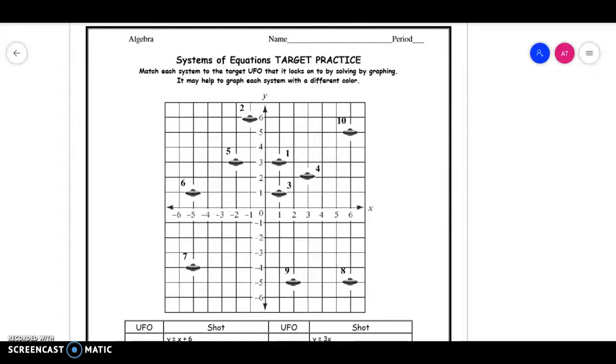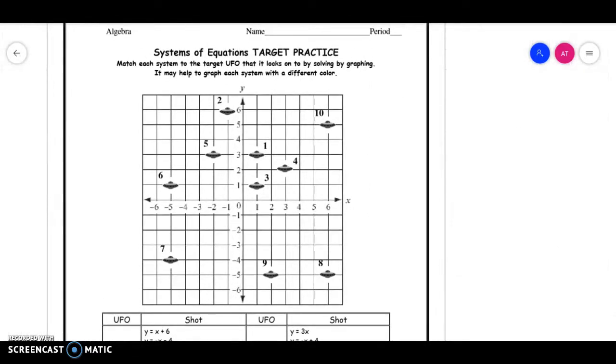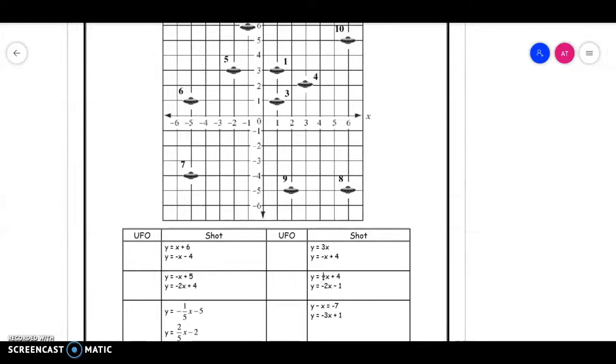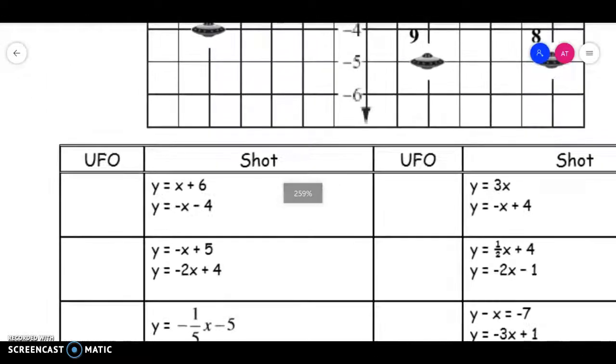Today we're going to be practicing systems of equations by doing target practice. So we're going to look down here in these systems. Remember, we're going to graph both of the lines. If they intersect, wherever that is, that's the UFO that we're going to put in this little space down here where it says UFO. So we're going to start with the first one here.